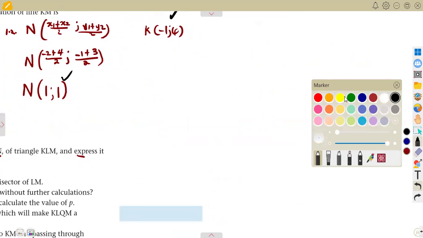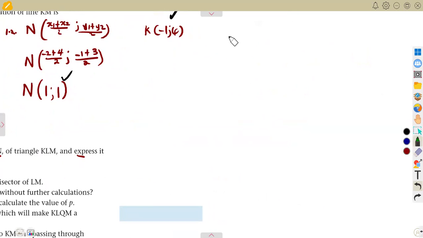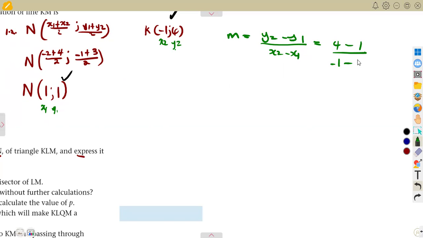Remember the concept? You are back again to that gradient concept. You need the gradient first. So the gradient of KN, remember, is the change in y over the change in x. Depending on the way that you name your points, maybe you decide this to be your first point, this to be your second point. It's up to you. x1, y1, x2, y2. So this will be y2, which is 4, minus y1, which is 1, over x2, that's minus 1, minus x1, which is 1. So you are going to have the gradient of the line, that is 3 over minus 2, which is the same as minus 3 over 2.